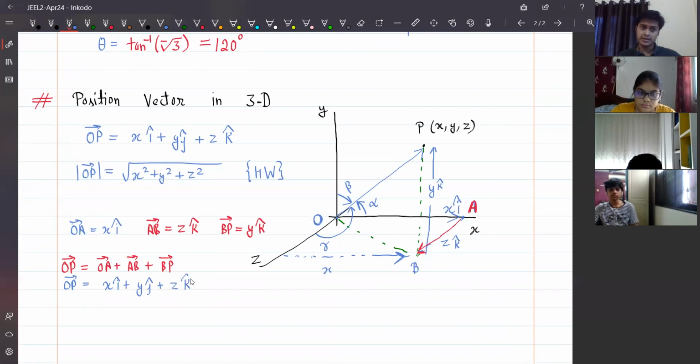Remembering the formula is easy, but if you know where it comes from, then it's better to derive new formulas and solve questions in a simple manner. This is your OP vector.